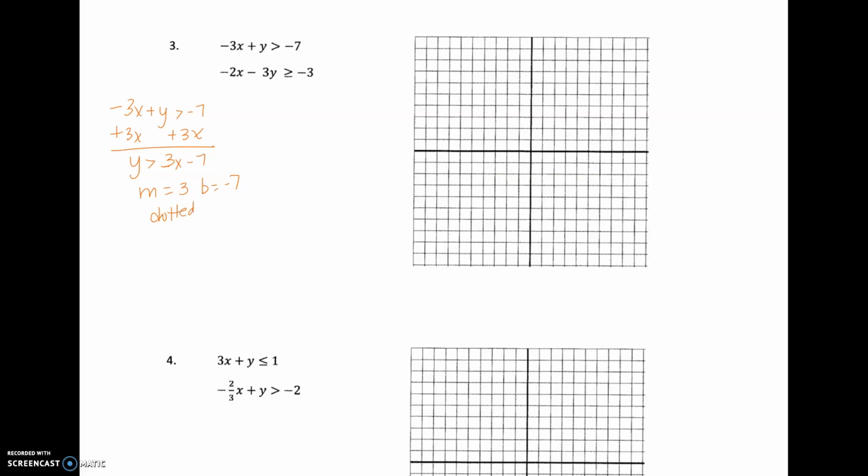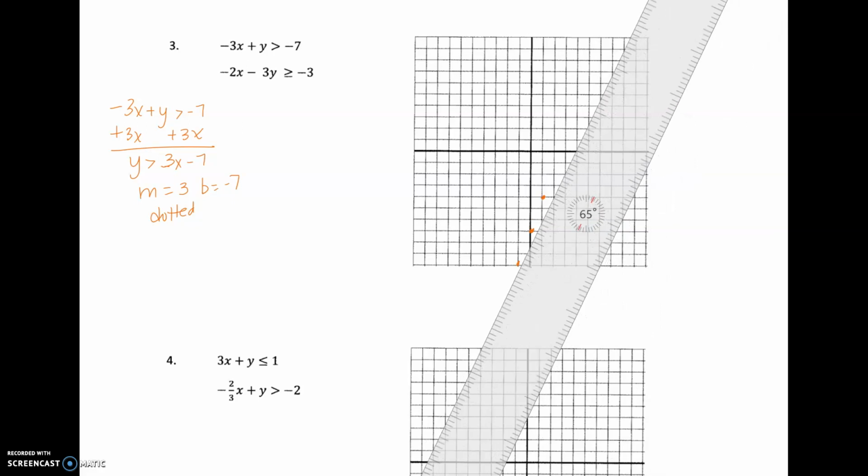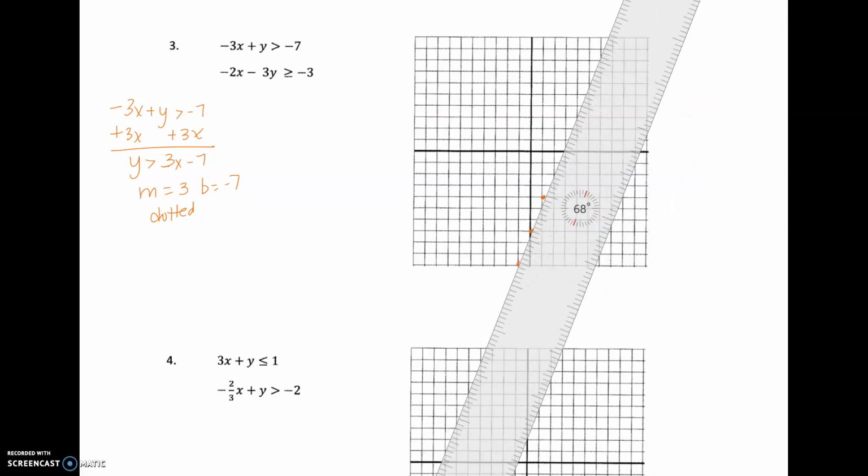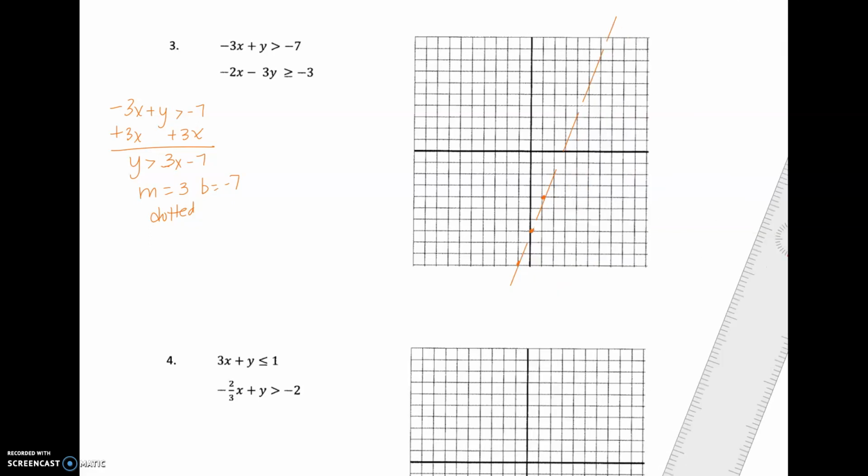So I'm going down 1, 2, 3, 4, 5, 6, 7. From there, I'm going up 1, 2, 3 over 1. I can also go down 3 and to the left 1. And I know this line is dotted. So I go ahead and make my dotted lines. It says that it is greater than.